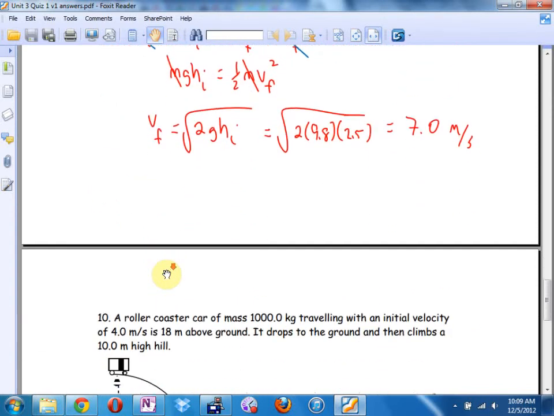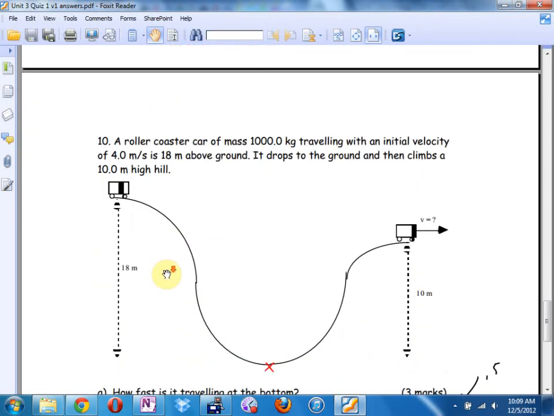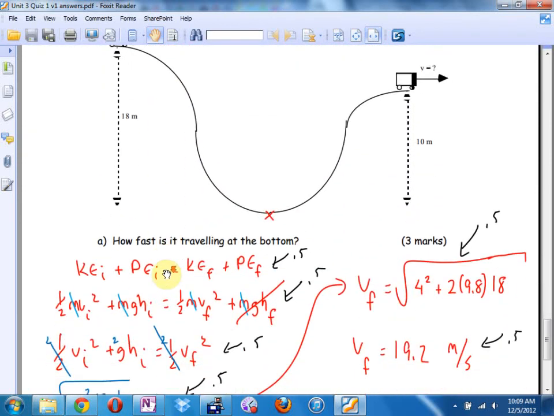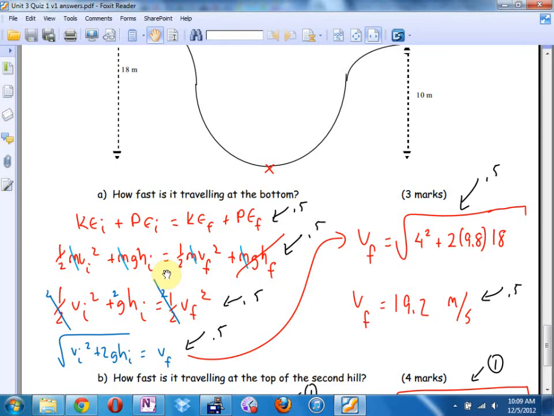Let's go on a roller coaster. So first part says, how fast is it traveling at the bottom? This question doesn't mention heat. Is there a change in height? Is there a change in speed? Is there a yucky curvy path? This is a job for conservation of energy. And they didn't mention heat, so I did that.